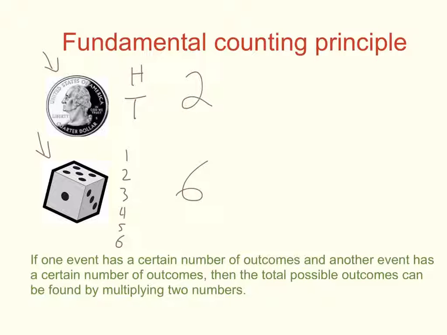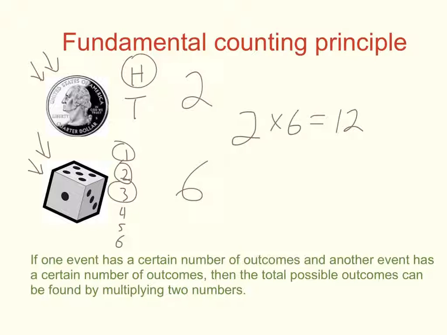So, if we wanted to find out the total number of possible outcomes, we just multiply those two numbers, which would be 12. So there are 12 different ways that if we flipped a coin and rolled a die, there's 12 different outcomes that could happen. So it could be heads and 1, heads and 2, heads and 3, 4, 5, or 6. Or it could be tails and 1, tails and 2, 3, 4, 5, 6. So there's 12 different outcomes.